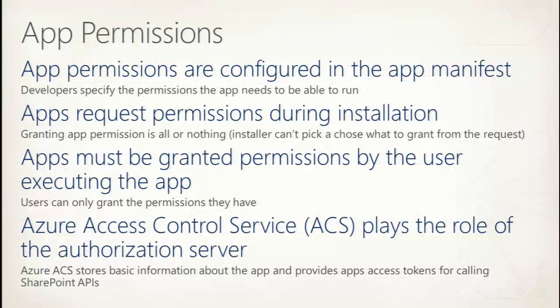Behind the scenes, we're not going to get into all the OAuth things that make this possible, but Azure's Access Control Services plays a big role in this. So ACS is going to handle a lot of the OAuth handoffs and say, hey, here's an access token for your app that will give you access to very specific capabilities. So that is an important part of this app model.